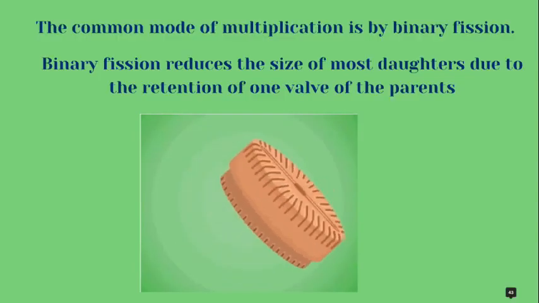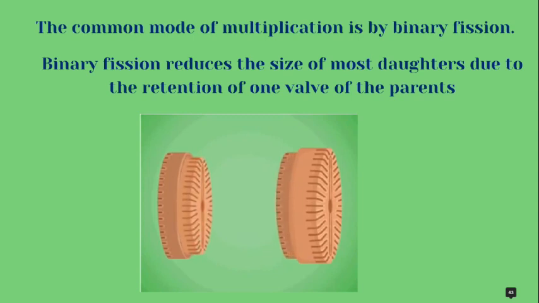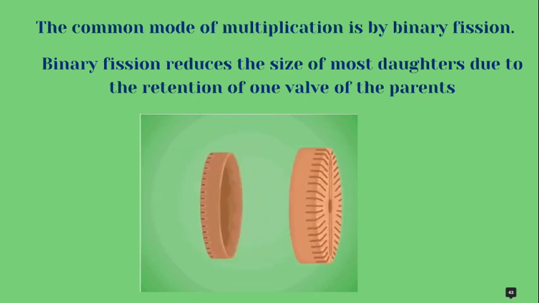The common mode of reproduction is usually by binary fission. But the problem arises here. Each time binary fission occurs, it reduces the size of most daughters due to the retention of one valve of the parent. So one of the daughter cells would be reduced in size.